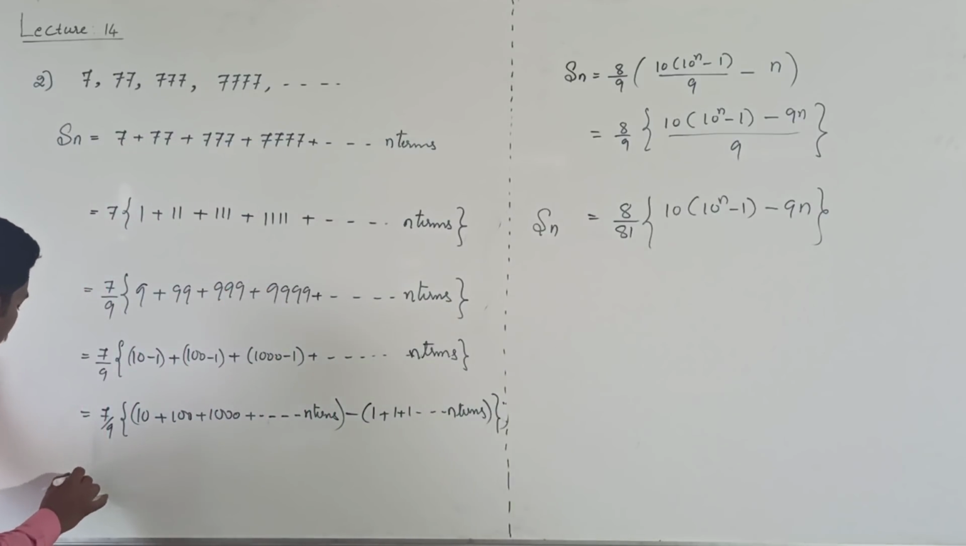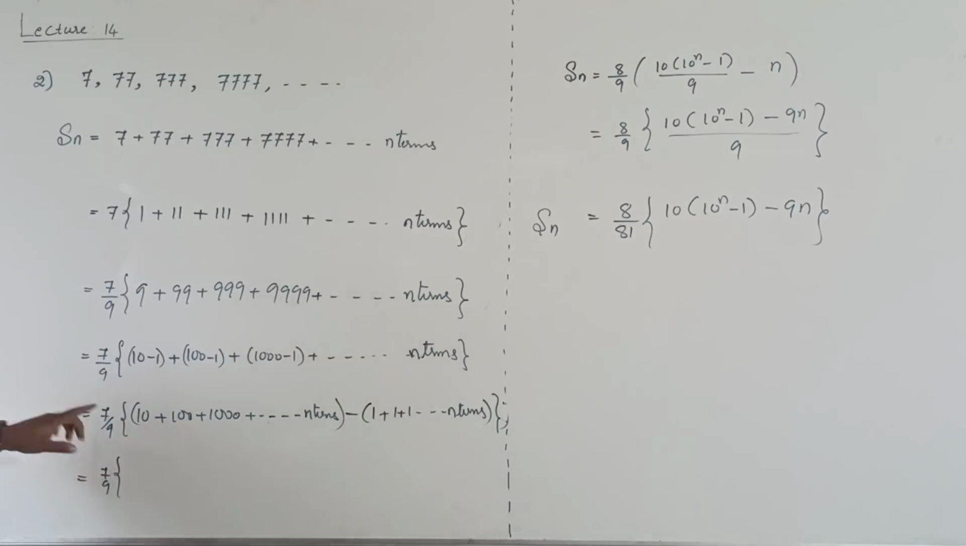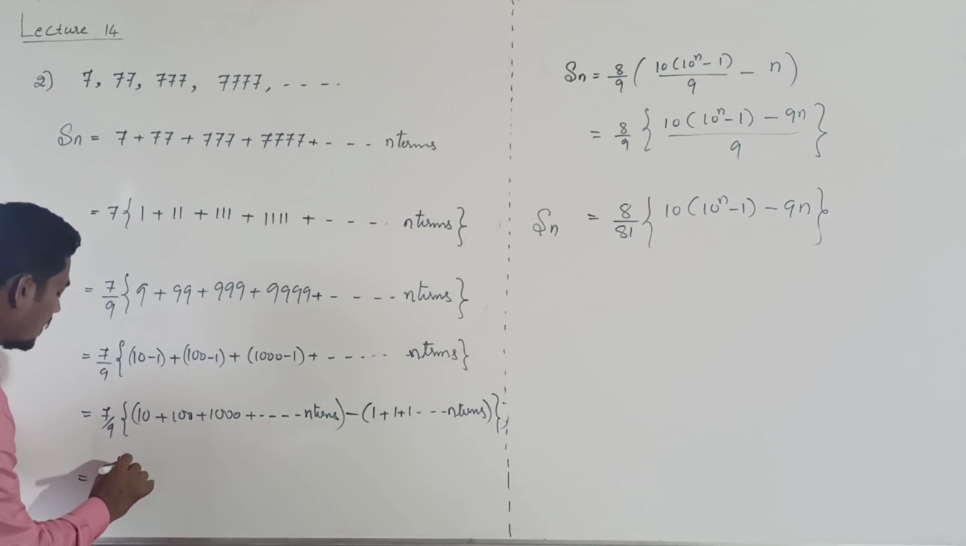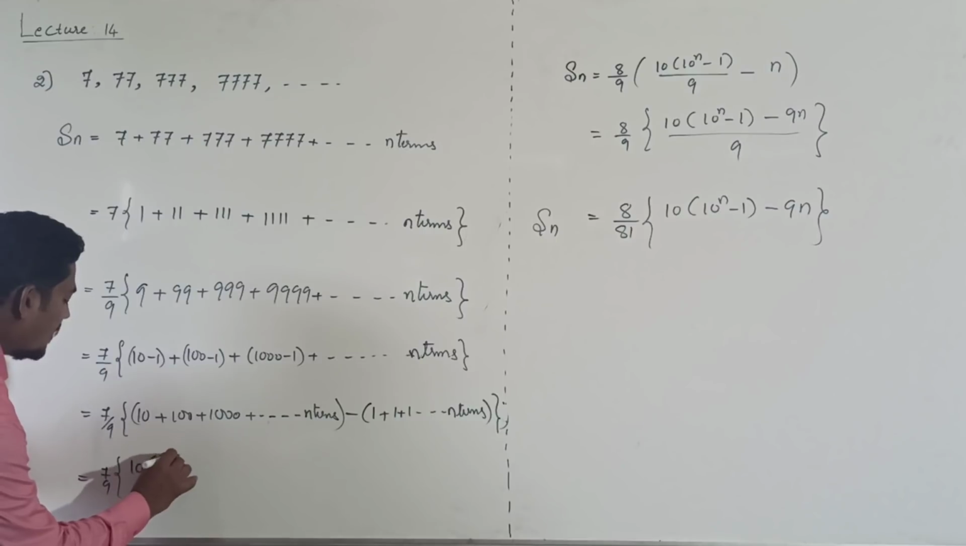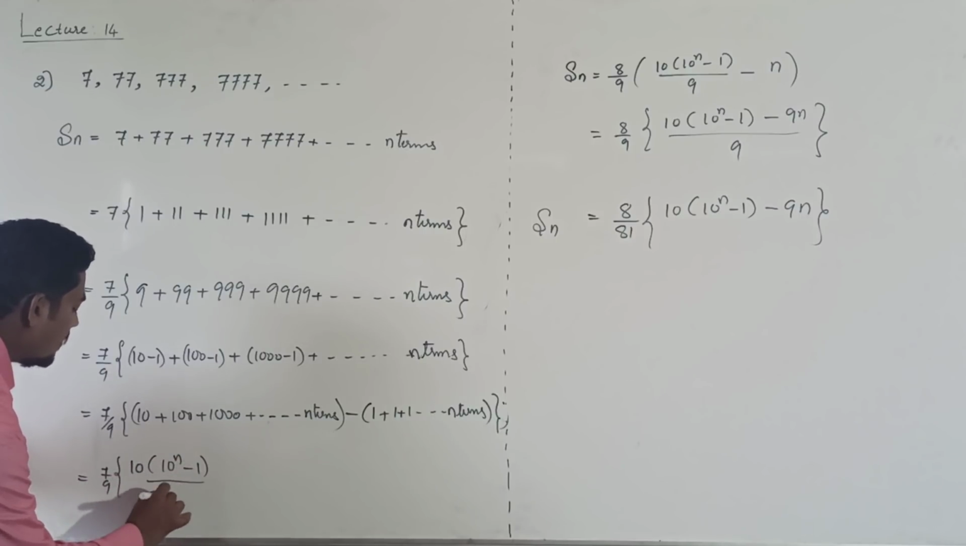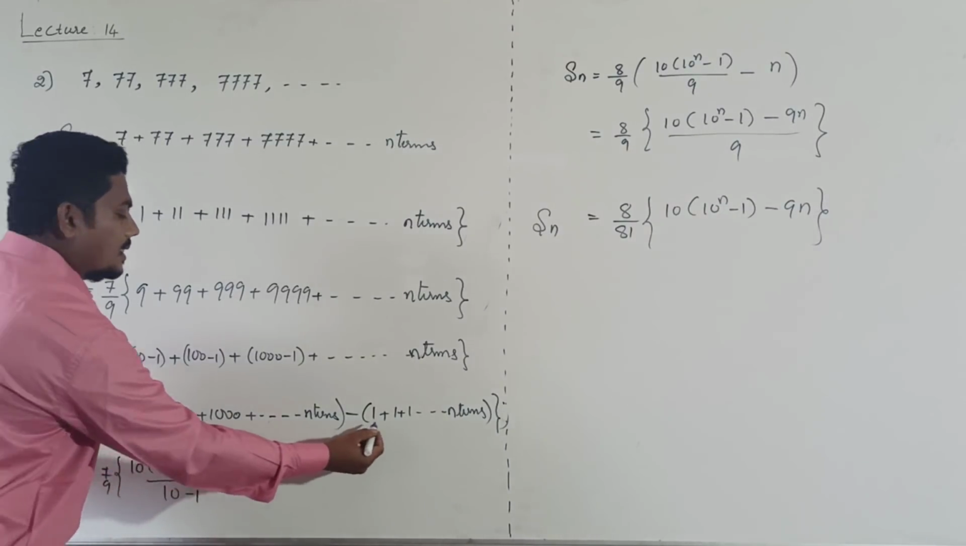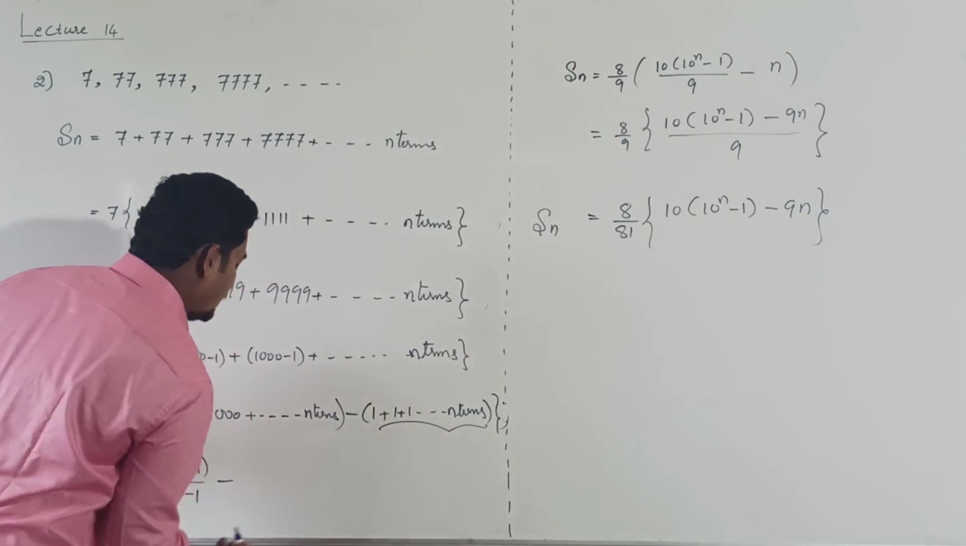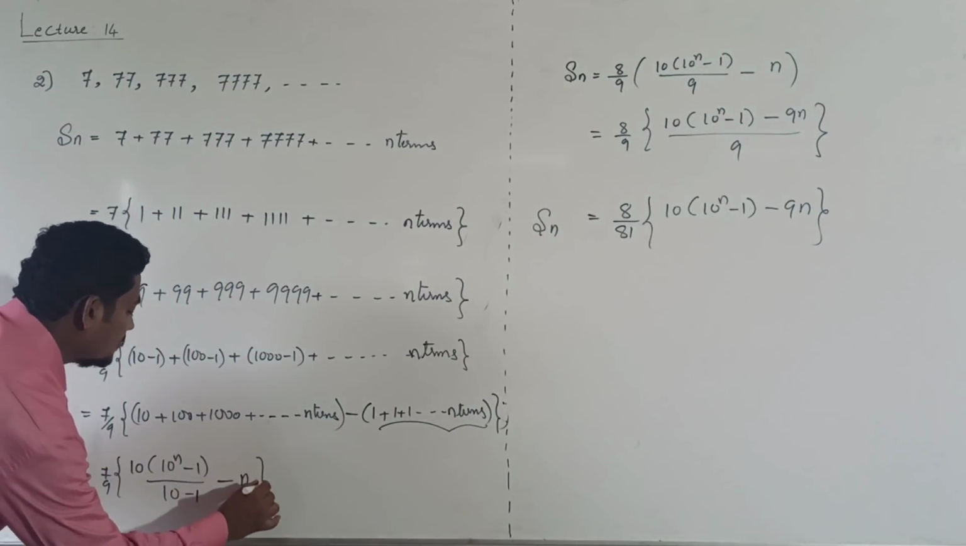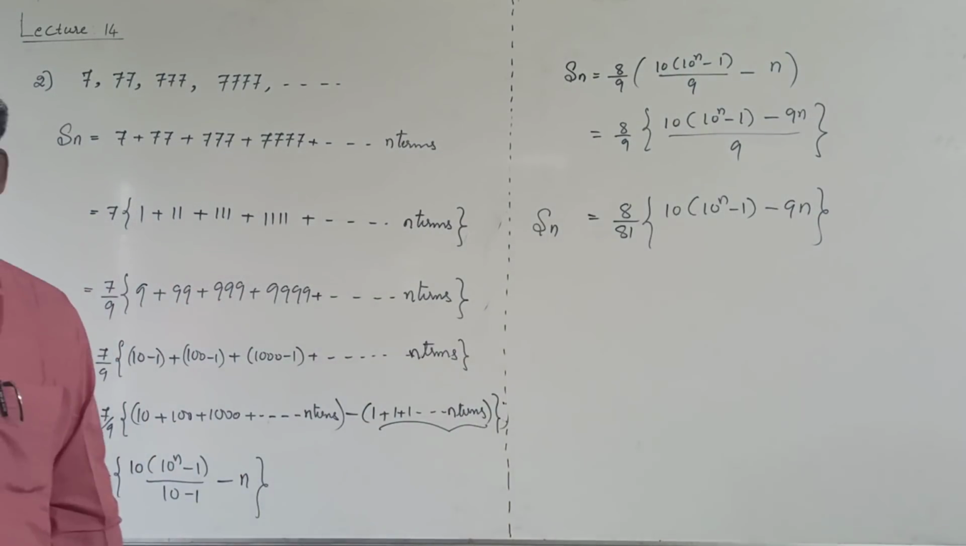After this, use the GP formula. Clearly, the Sn formula: 10 into 10 power n minus 1 divided by 10 minus 1, minus, what is the sum? The sum is n. After this, the usual simplification.